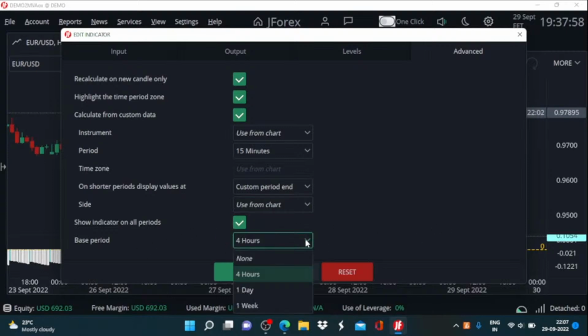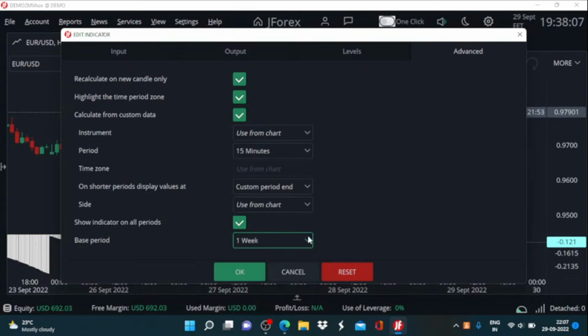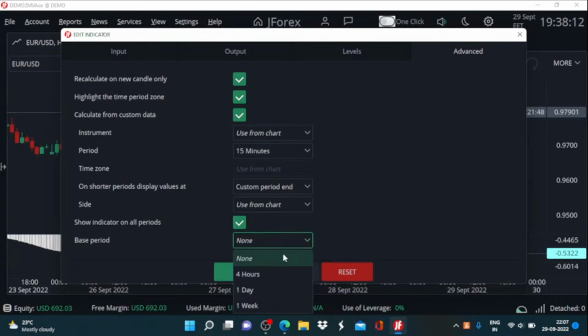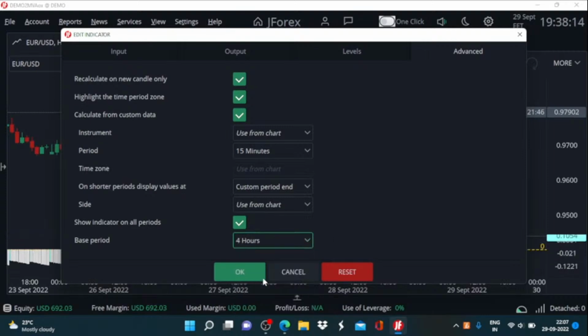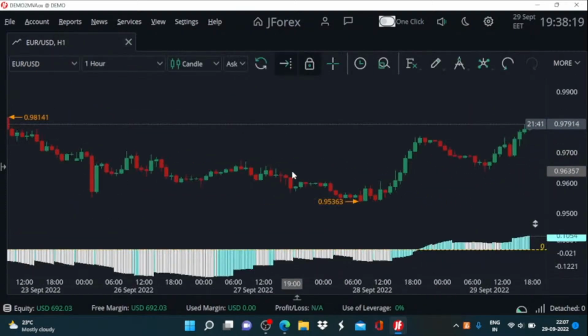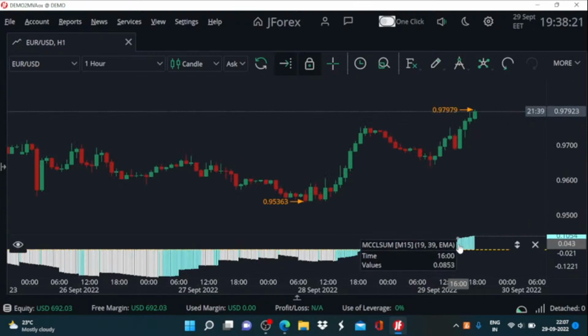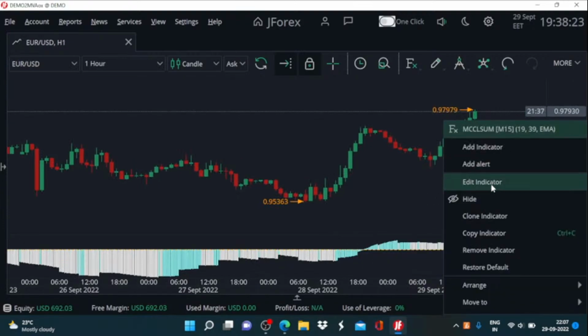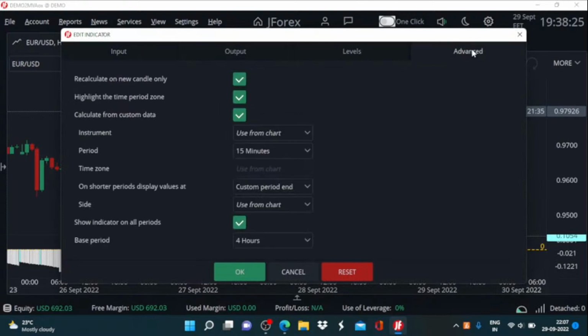The base period can be 4 hours or any of these options: none, 4 hours, day. There is going to be a change in the output value depending on your base period, as this is the summation index, so that will be the base for which the calculation will be done. So you have to be careful for this indicator in particular. Otherwise, for most other indicators, the base period doesn't really matter. But this being the summation index, you have to be careful with this option as well.